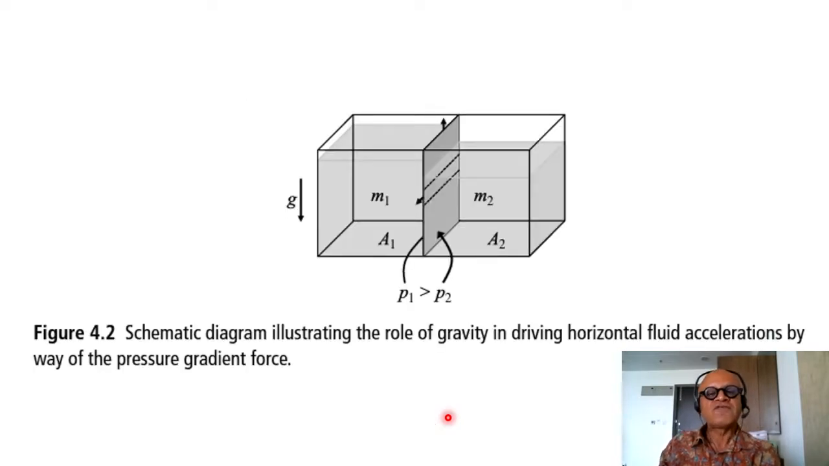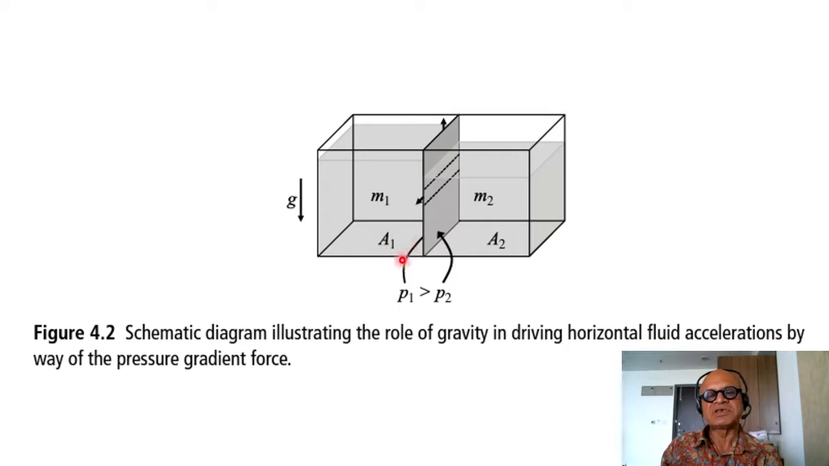Okay, so what are the forces acting in the vertical? Of course, we have gravity. Here is a schematic diagram illustrating the role of gravity in driving horizontal fluid accelerations by way of the pressure gradient force. You typically have horizontal density and pressure gradients. So let's say an area A1 and some height h, a layer thickness between two levels, and you have mass m1 on one side, mass m2 on the other side. So the pressures will be p1 and p2.